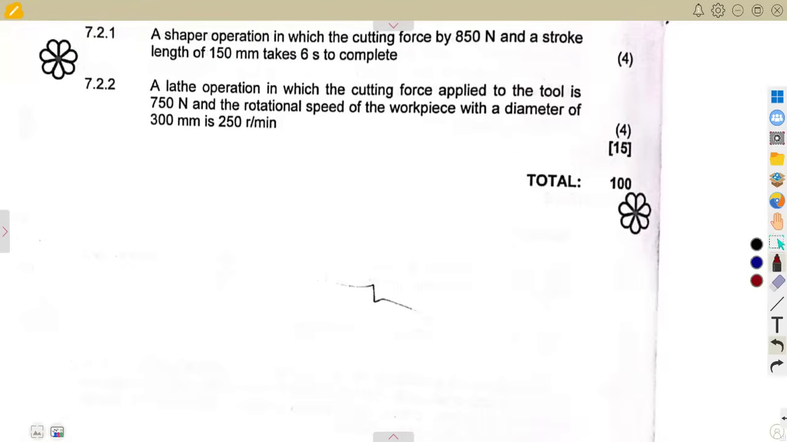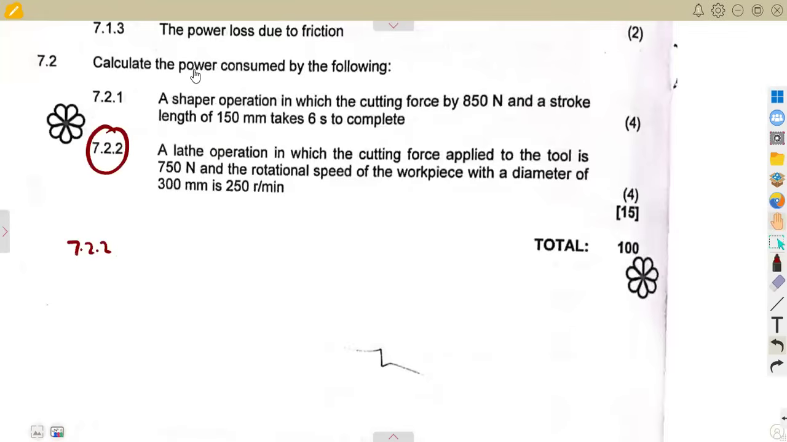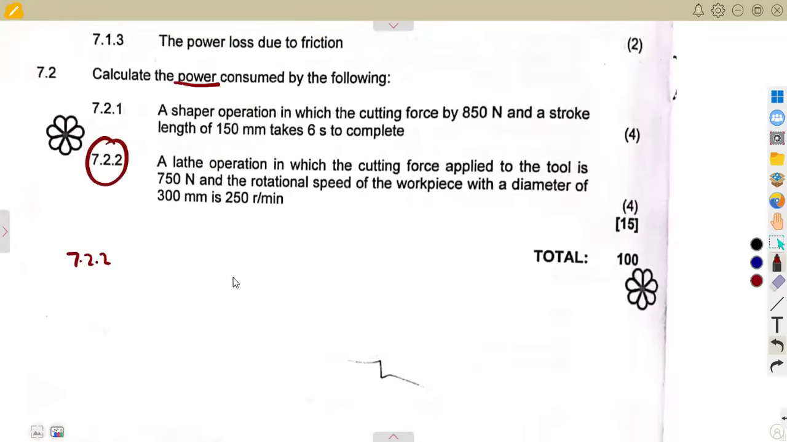Let's consider 7.22, which is the lathe operation in this case. There we are given the power again. We are still calculating the power. Remember, the question is calculate the power. So we still need the power, but of a lathe operation in which the cutting force applied to the tool is, there we are also given the force, 750 newtons. We are given the diameter and the speed.